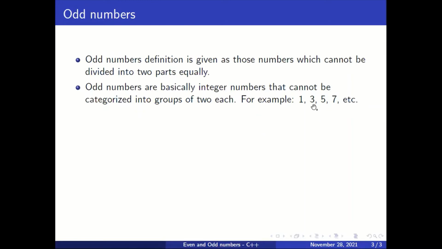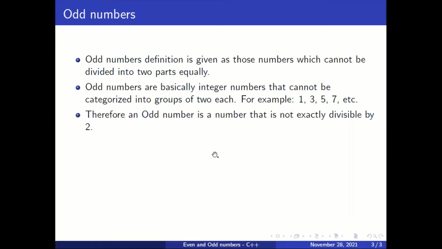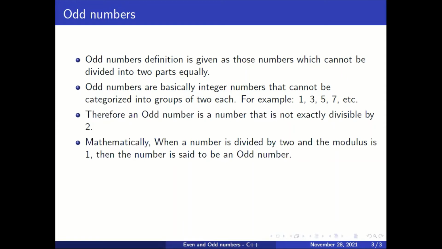If I take 3 modulus 2, the remainder is also 1. If I take 5 modulus 2, the remainder is also 1. If I take 7 modulus 2, the remainder is also 1. So I think the division is simple. Therefore an odd number is a number that is not exactly divisible by 2. That means if I have a remainder when I divide that number by 2, then that number is said to be an odd number. So mathematically, when a number is divided by 2 and the remainder is 1, then the number is said to be an odd number.